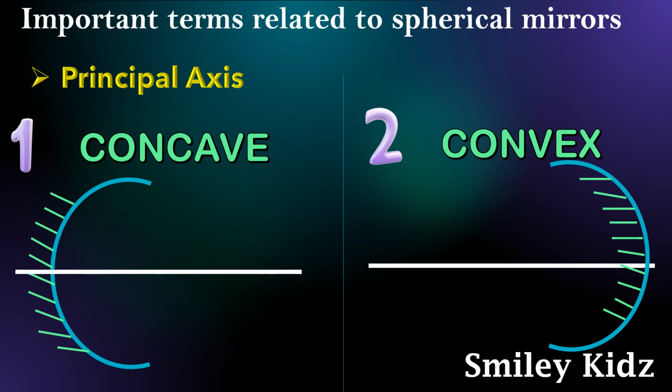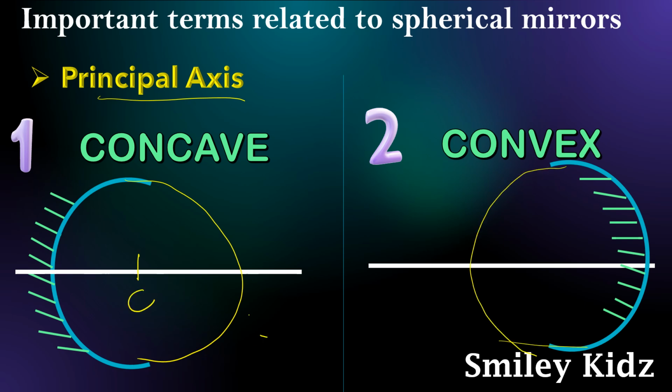Now, what is the principal axis? Well, let's bring back our sphere again. Let's say this is the center of curvature and this is the pole. Now this distance from P to C is the radius of curvature, same as in the case of the convex mirror.